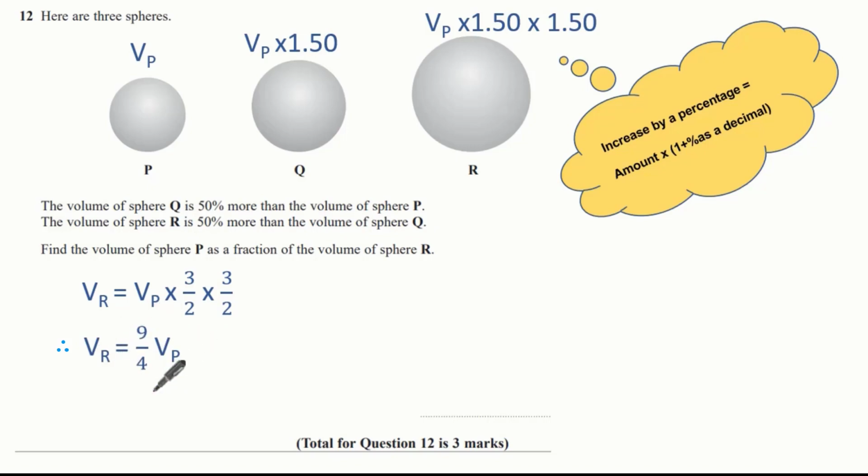So I'm simply going to rearrange to give me the volume of sphere P is 4/9 the volume of sphere R. So therefore, I know the volume of sphere P as a fraction of the volume of sphere R is 4 over 9.